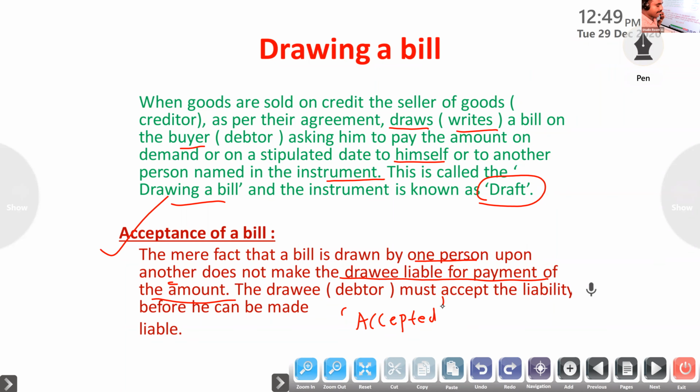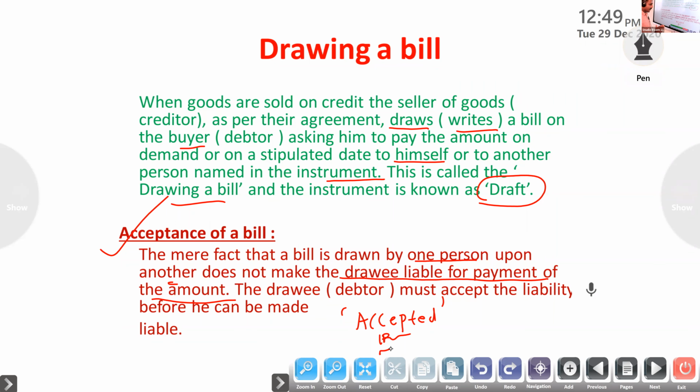considered as dishonored by non-acceptance. And he must accept. He has to write accepted, then the signature, then the date. With the signature and the date, you have to put it on that bill. Then you have to return it to me. Then only it will become a valid bill of exchange. Otherwise, it will become dishonored by non-acceptance. Already I said, there are two types of dishonor: dishonored by non-acceptance and dishonored by non-payment.